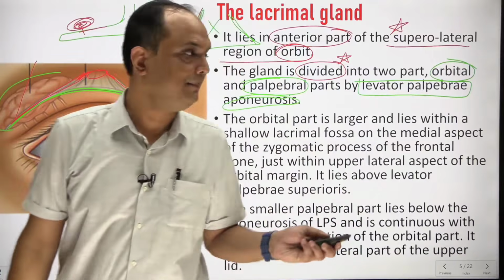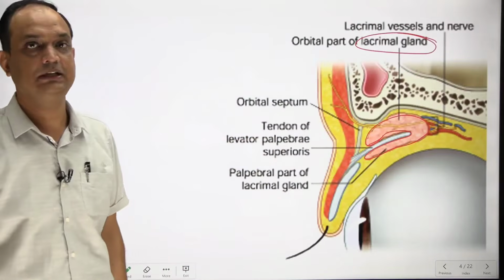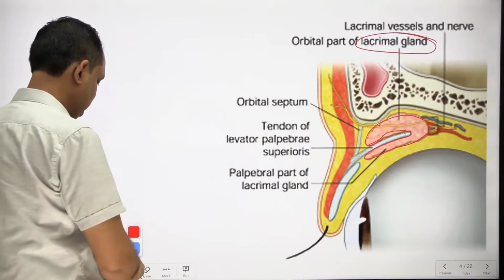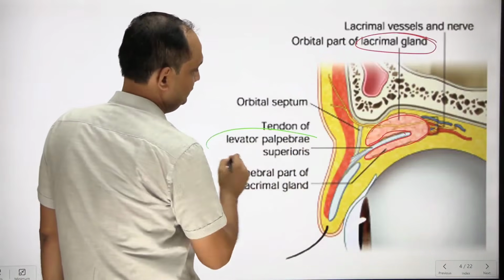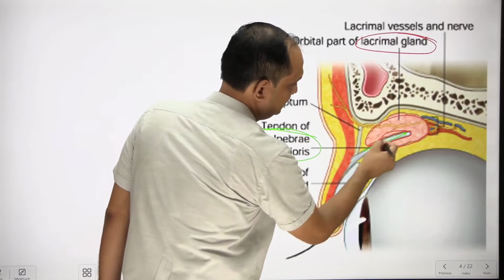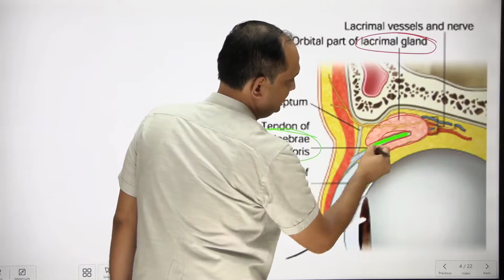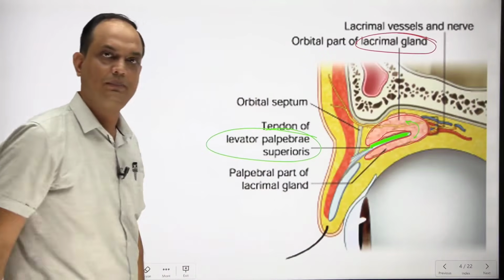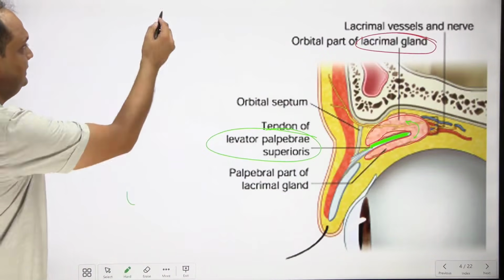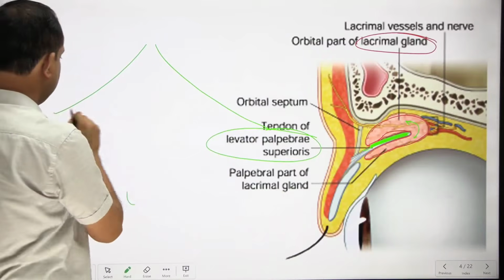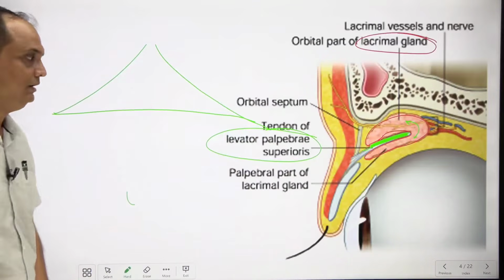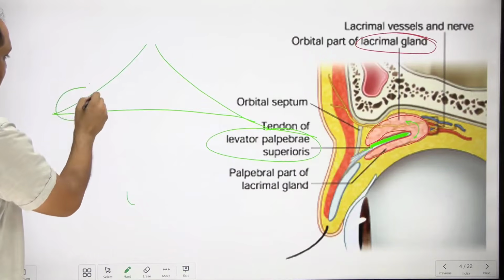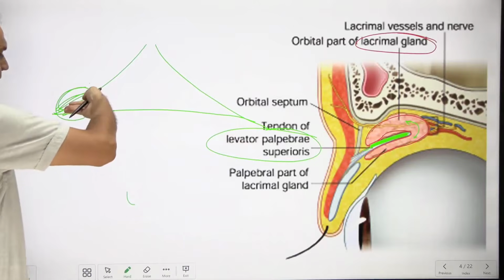Clear? So now when you look at the diagram behind, you can see that this is the tendon, and this tendon is of the levator palpebrae superioris muscle, and that's why this tendon is able to penetrate this gland from the anterior side, so the gland remains connected on the posterior part. So this tendon was of this type. Clear? And this is the shape of the tendon, and when this lateral part is extending, it is actually penetrating this gland from the anterior aspect.